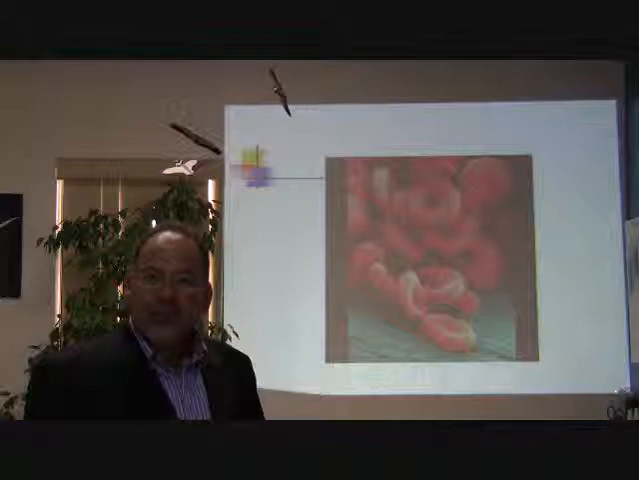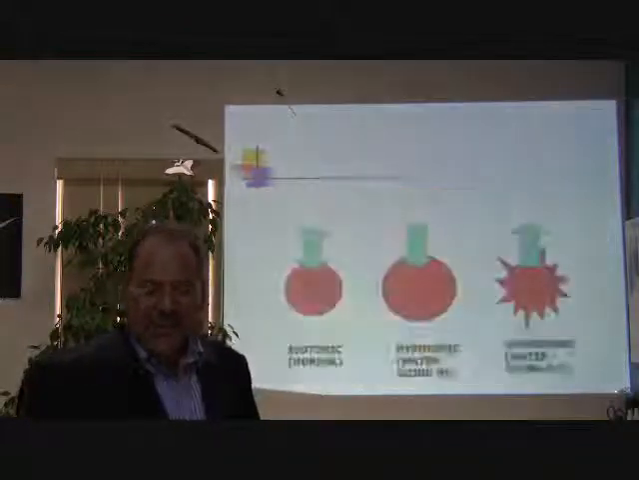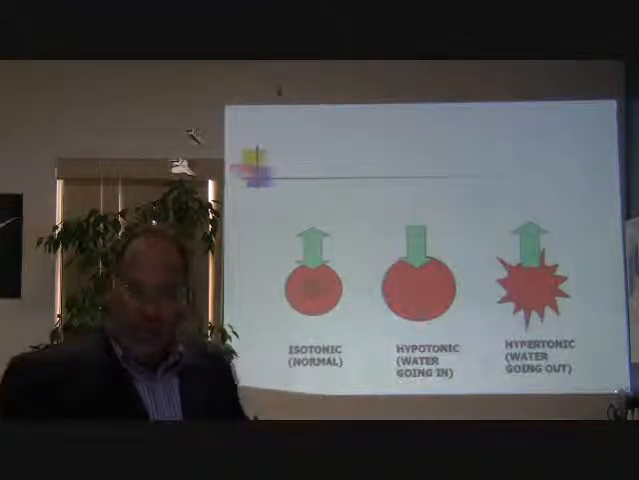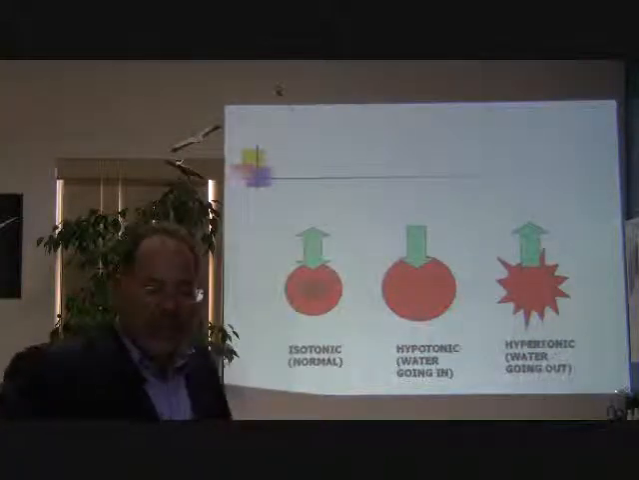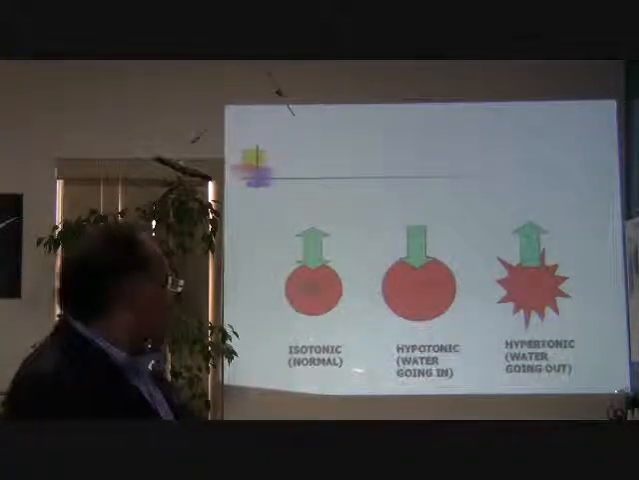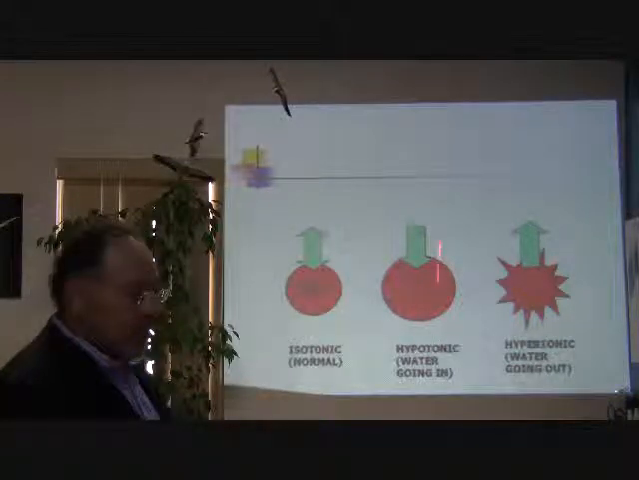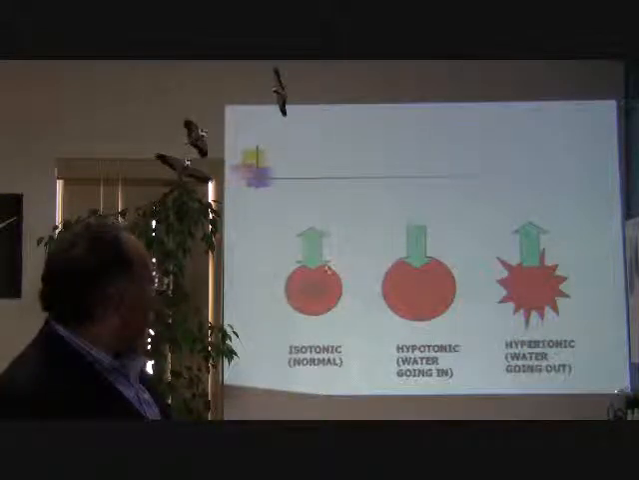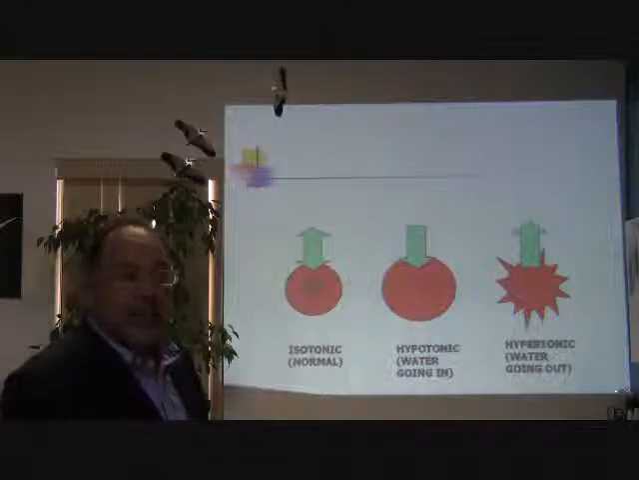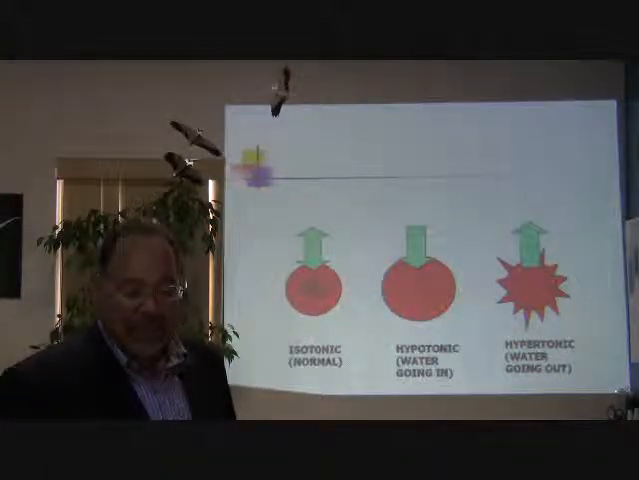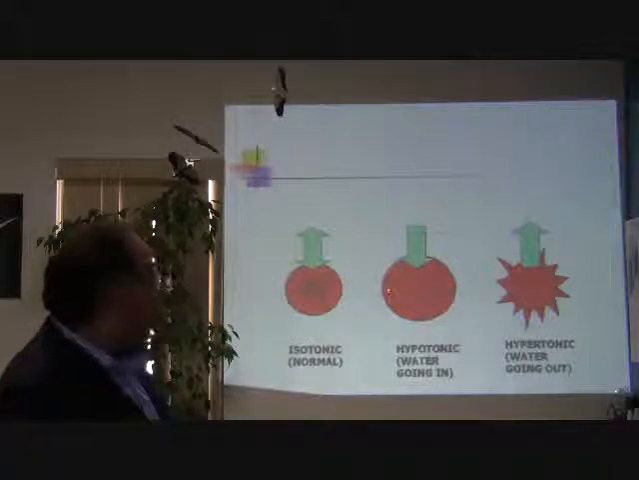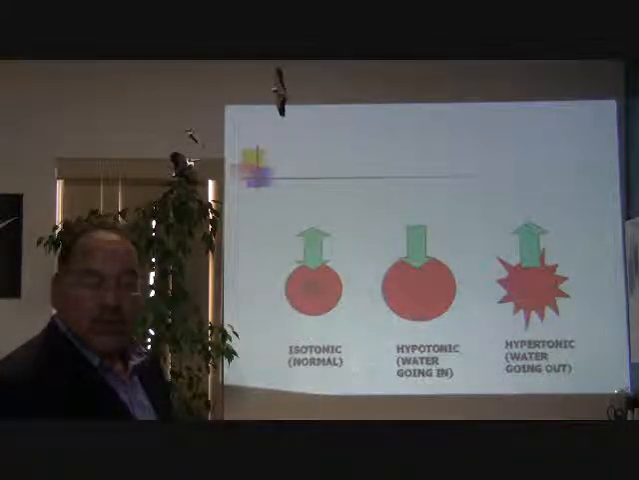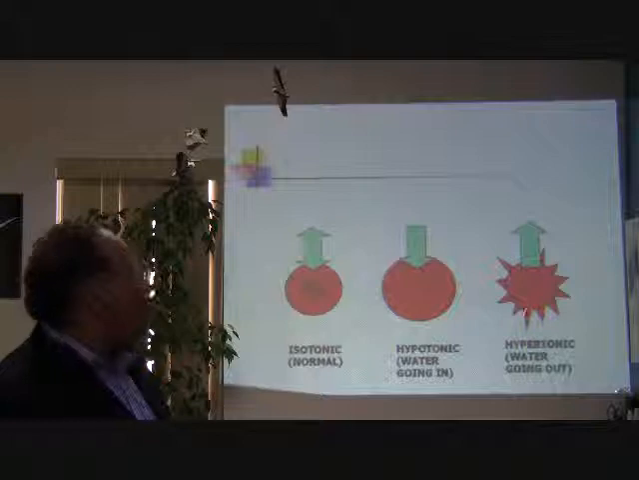So here, this is a picture of the red blood cells, and this is just a diagram to show you what isotonic means. Here we have the cell, and water goes in and out. On the left side, it's normal when you have isotonic. Normal, same pressure on the inside and the outside of the cell, and the water goes in and out freely. A hypotonic is this one here, where the water just goes into the cell, and then of course hypertonic, the water's going out of the cell.